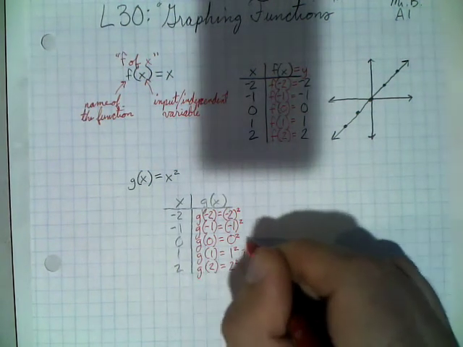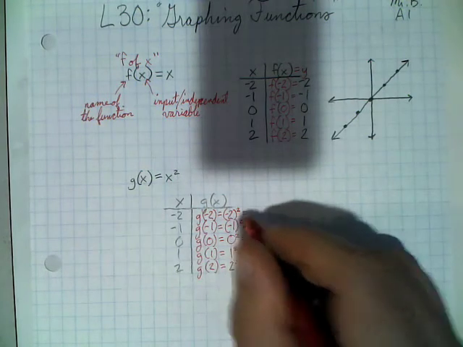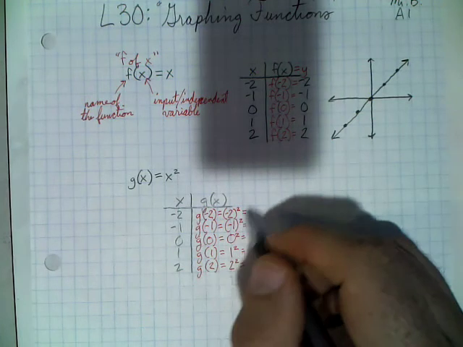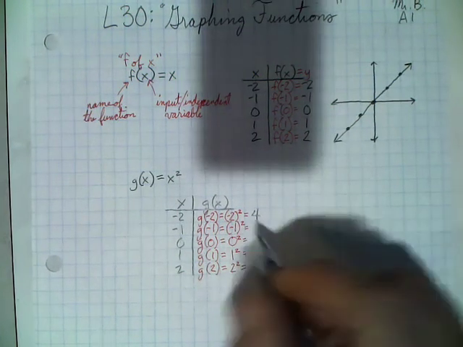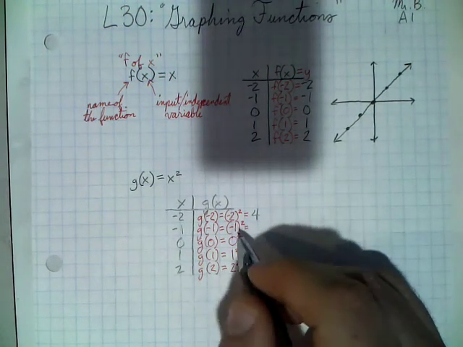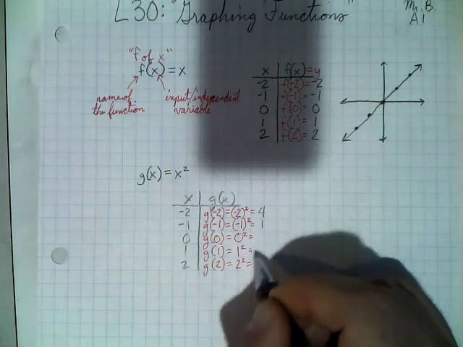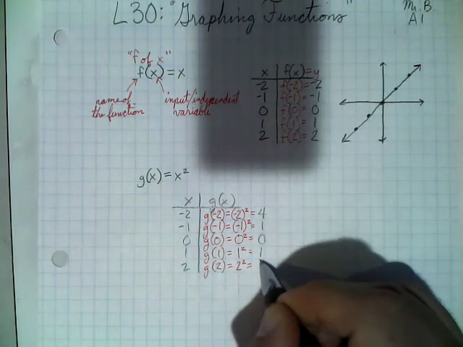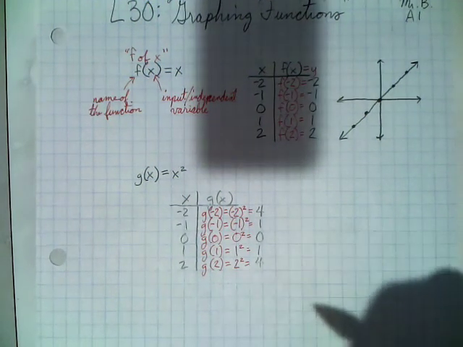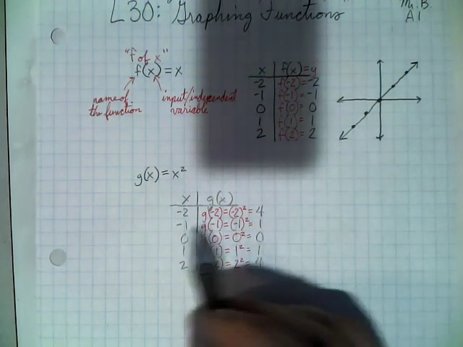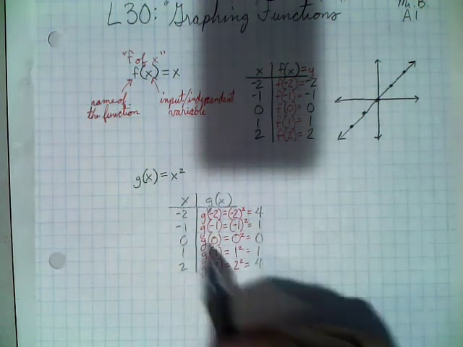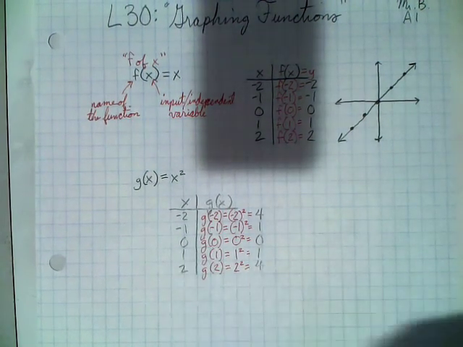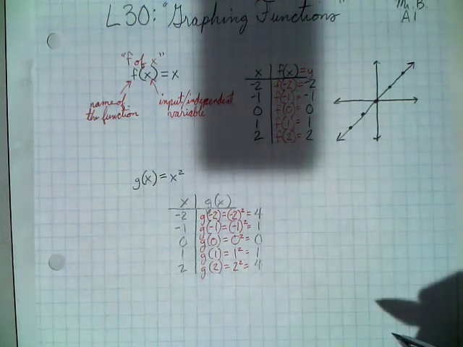So if I finish this off, -2 squared would be -2 times -2, so 4. -1 squared would be -1 times -1, so 1. 0 squared is 0. 1 squared is 1. 2 squared is 4. So I have 5 points here: -2, 4; -1, 1; 0, 0; 1, 1; and 2, 4. So let's see if this is enough to graph.